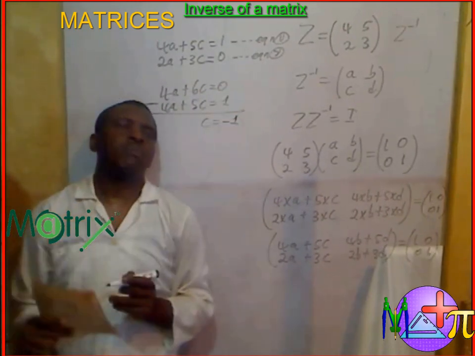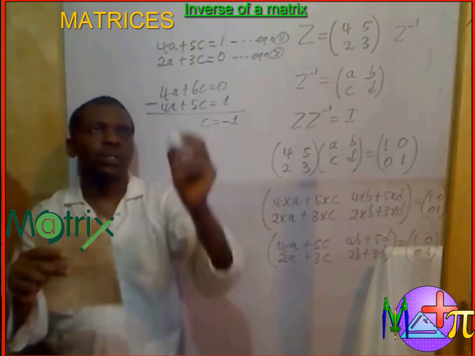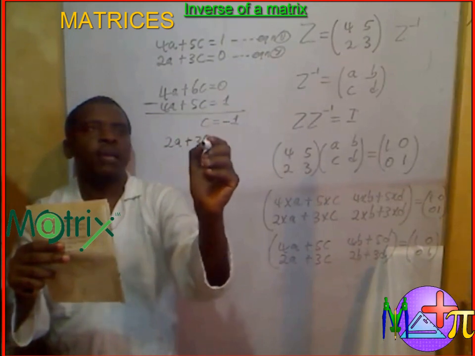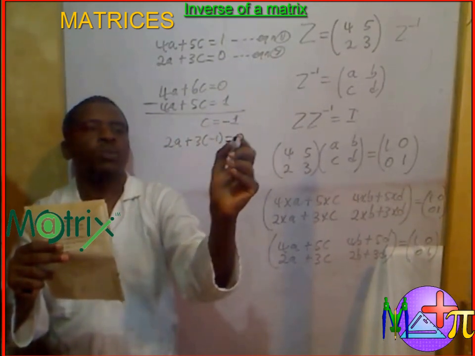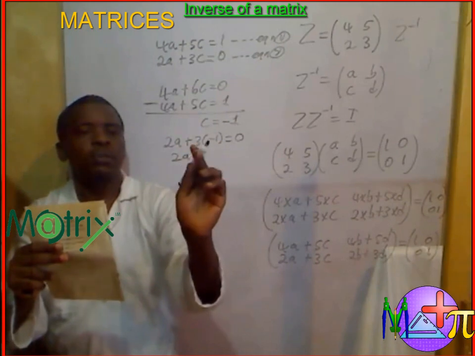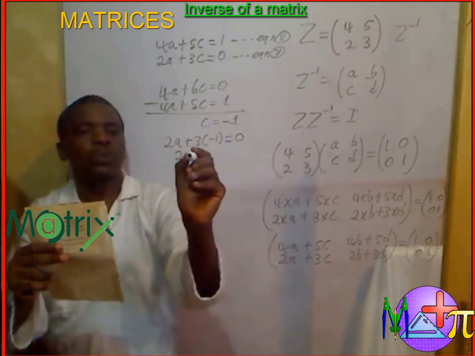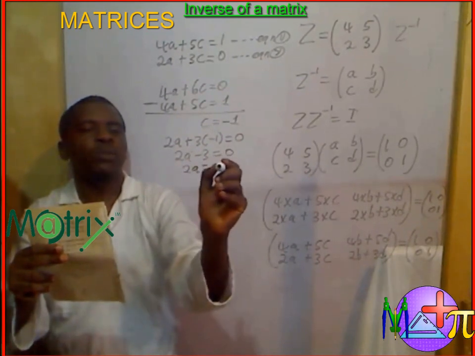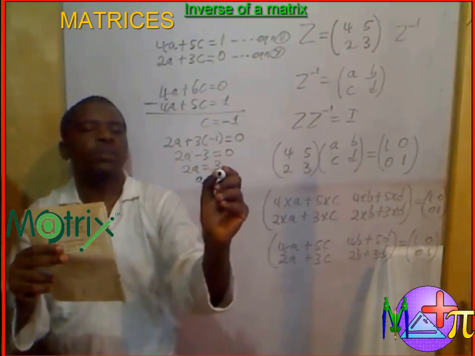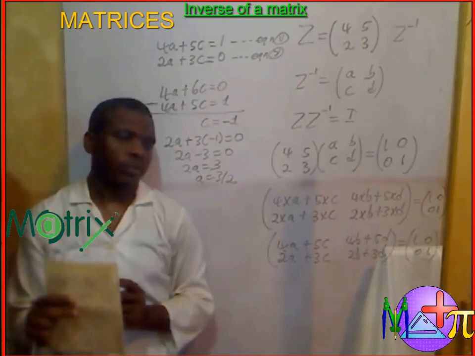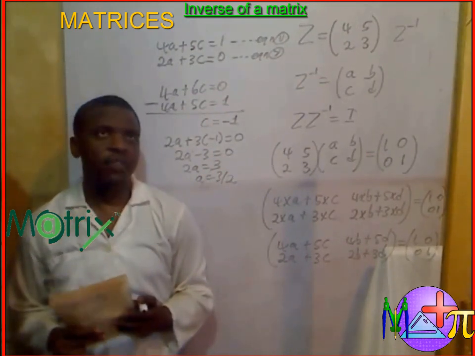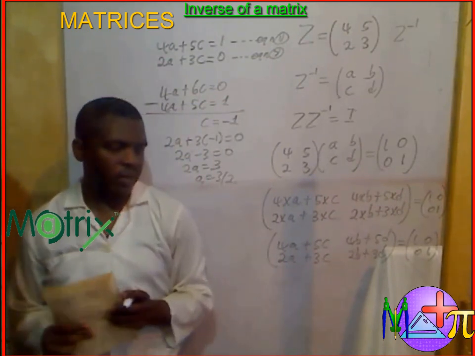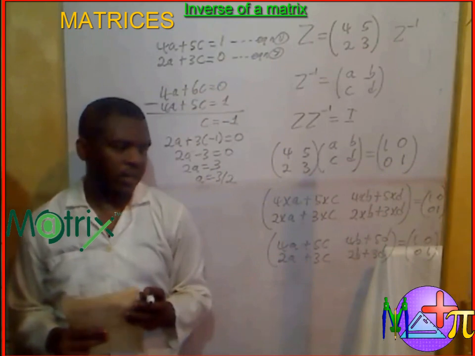Let me substitute into any of the equations. I use this equation here. This is 2A plus 3 times minus 1 is equal to 0. 2A minus 3 is equal to 0. 2A is equal to 3. A is equal to 3 all over 2. I have the values of A and C. Let me now get the values of B and D.